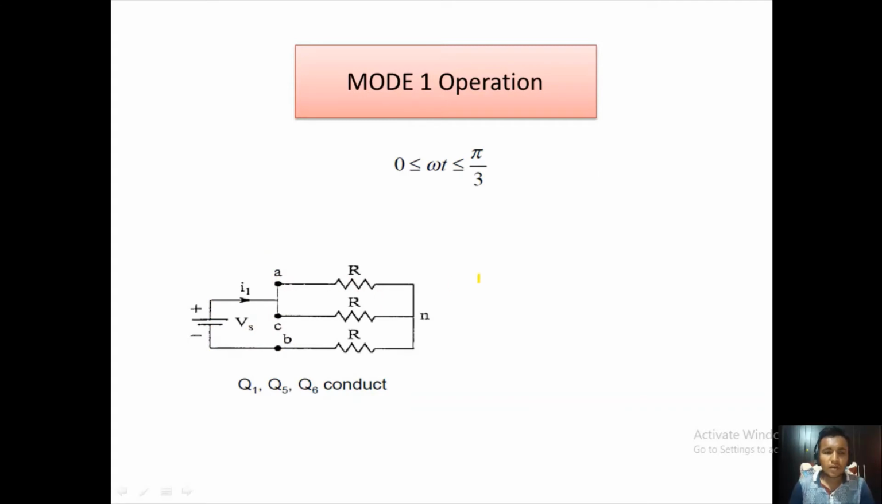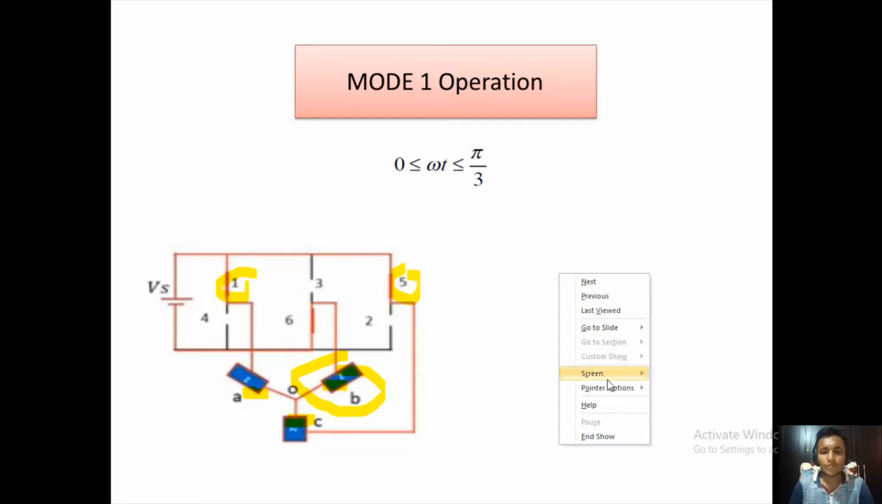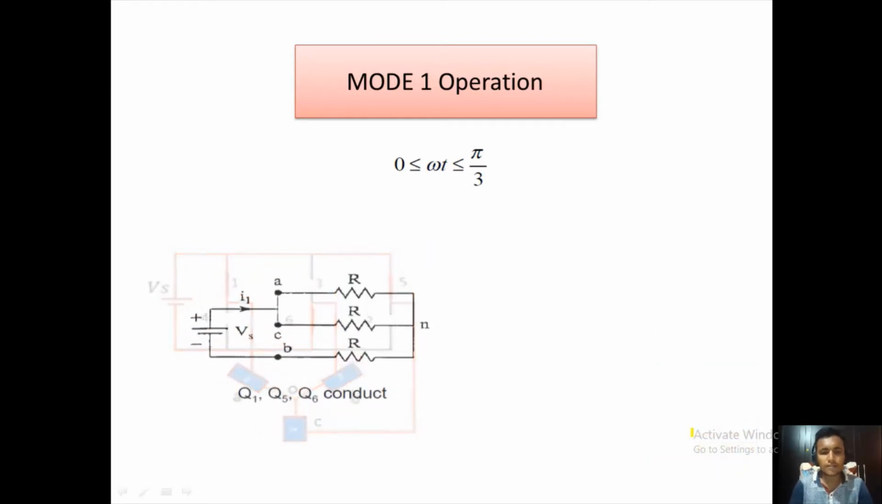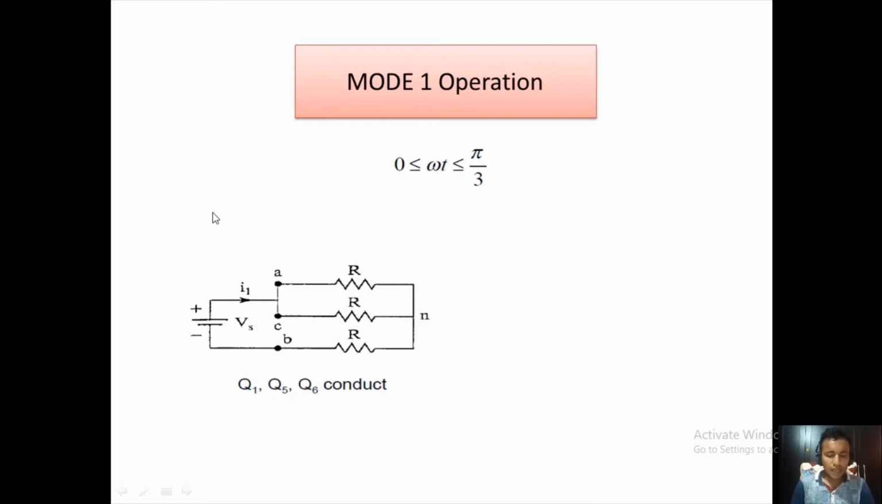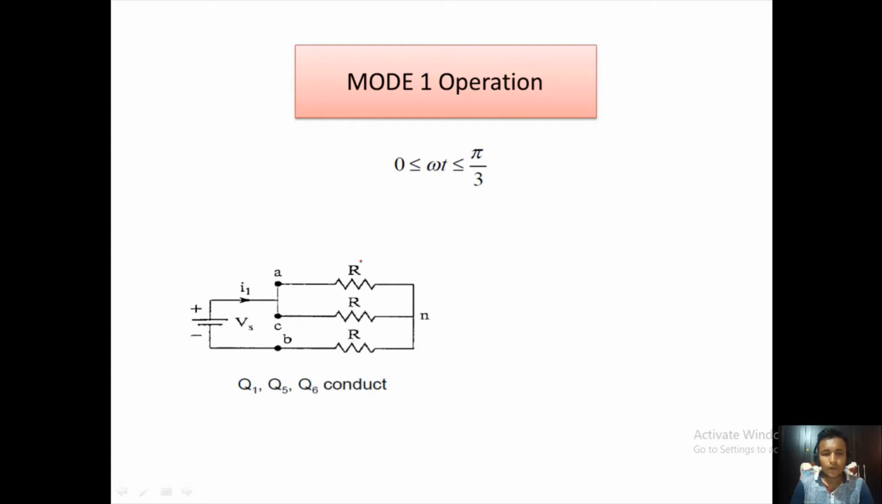Now also from the figure you can see thyristors number 1 and 5 are triggered, and these two resistive loads are in parallel combination with the third resistive component. So we can say that in the equivalent circuit the terminals A and C, in parallel, are in series with the terminal B. You can see this resistor R and this resistor R are in parallel combination, in series with this resistor R.